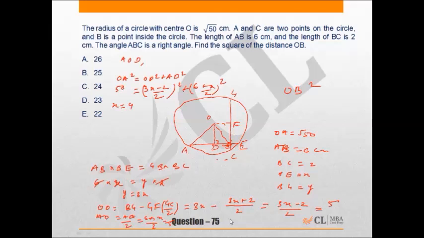From here we get BD as 1. Therefore OB square will be BD square, which is 1 square, plus OD square, which is 5 square. Therefore OB square will be equal to 26 centimeter. Hence option A is the correct answer.